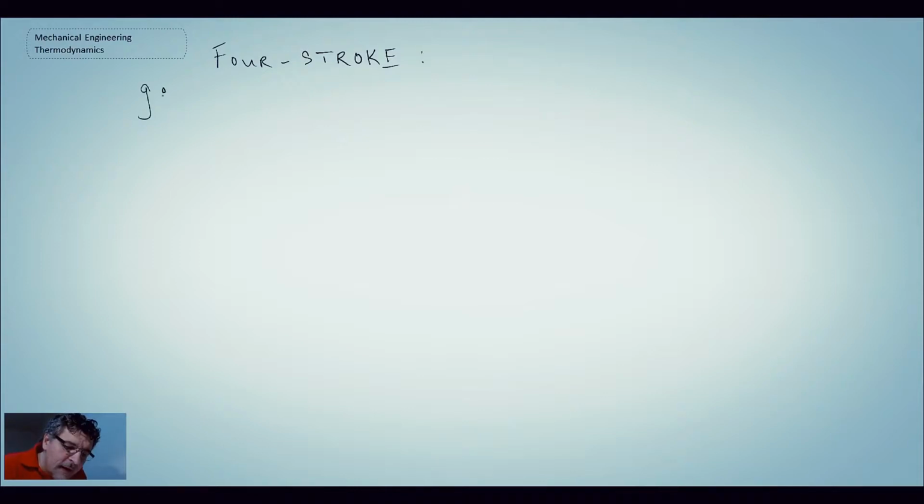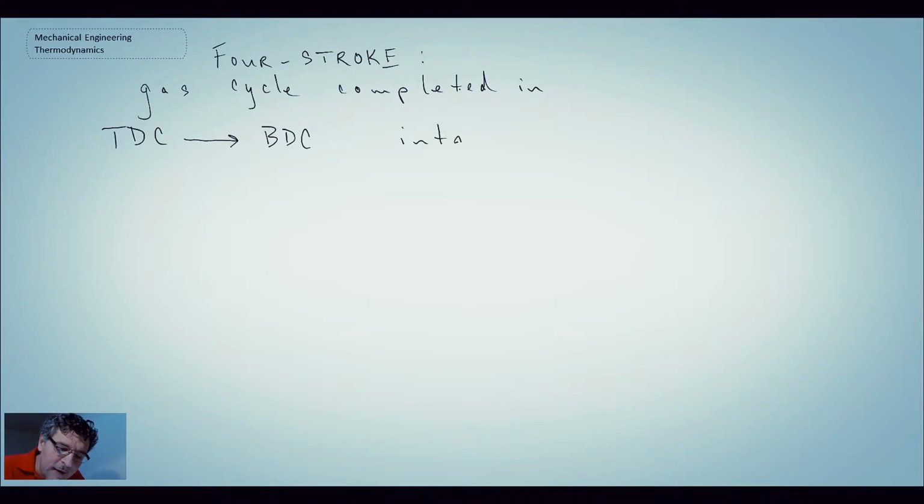For this, the gas power cycle is completed in 4 strokes of our piston. So it goes up, down, and that would be one complete cycle. The way that it's going, we start with the piston at top dead center, and it moves down to bottom dead center. That's what we call the intake. During that, we're drawing in air and fuel.